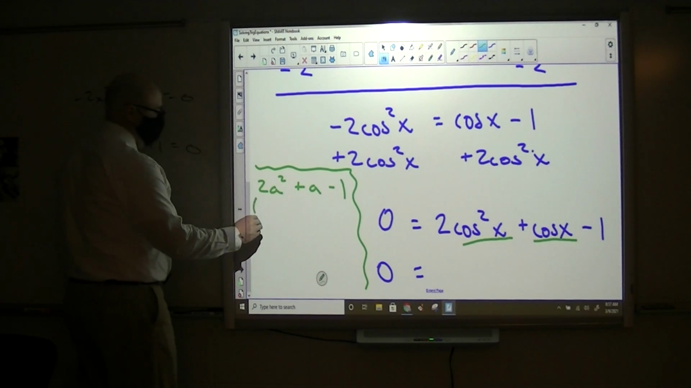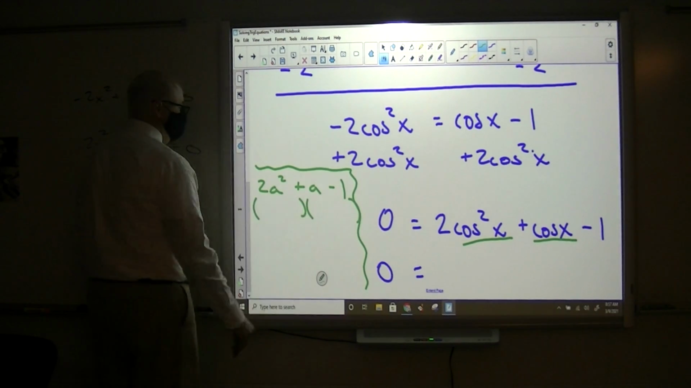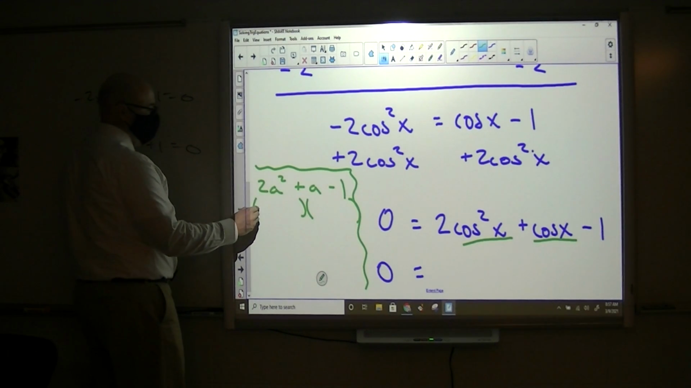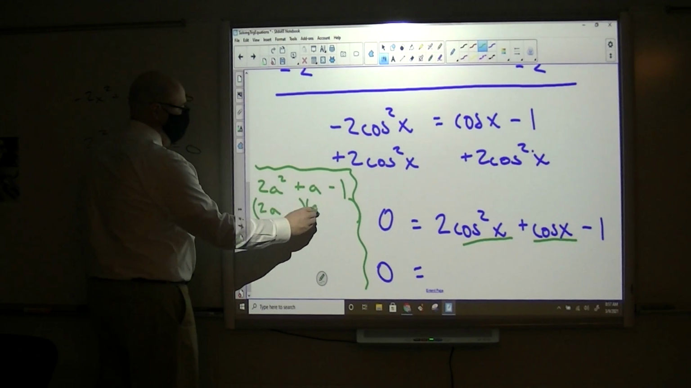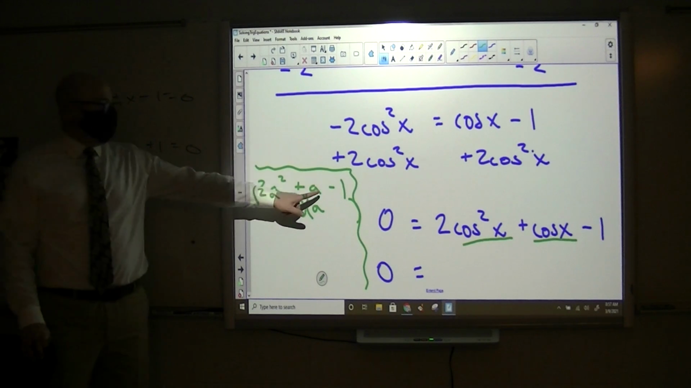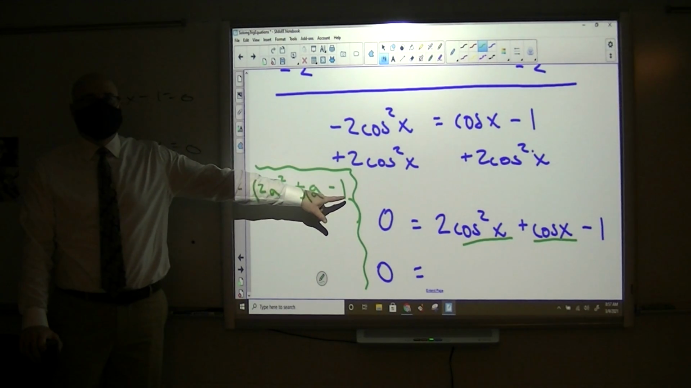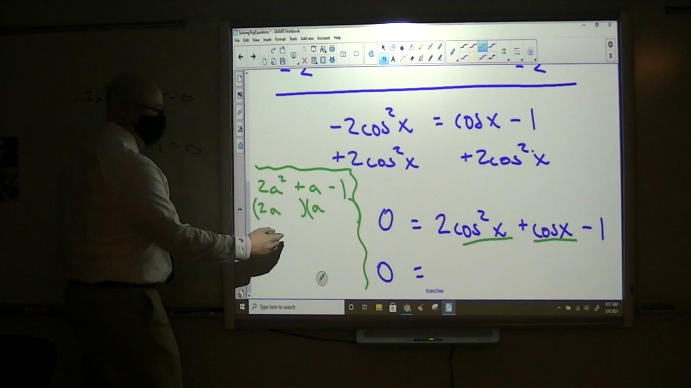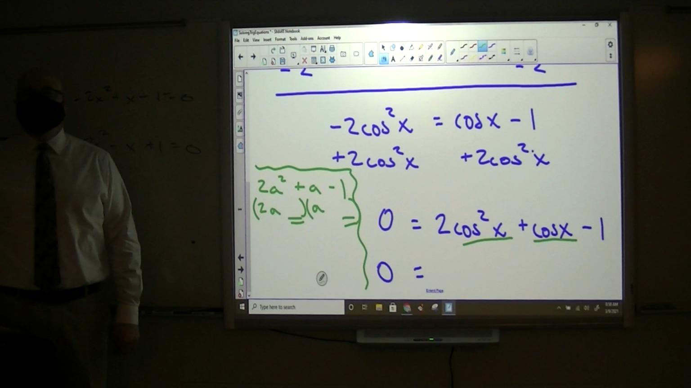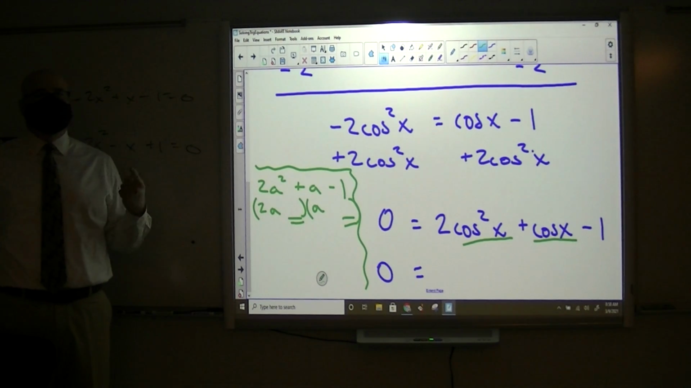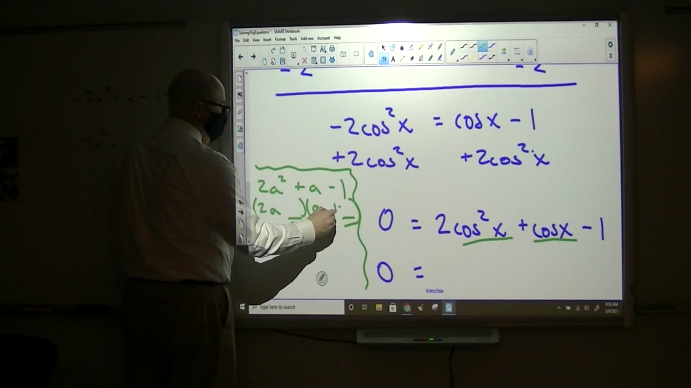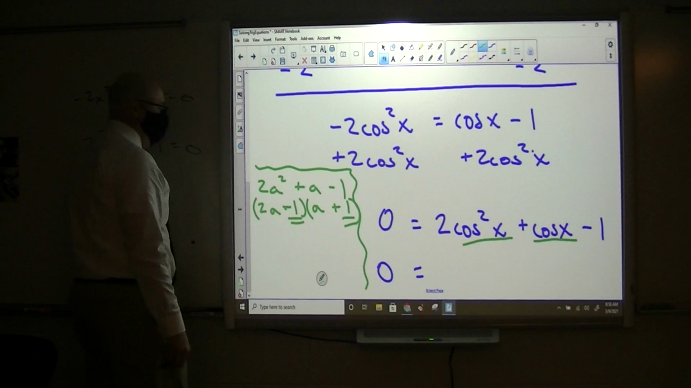And as I've said before, I sure hope so. We have a prime leading coefficient of 2, so the 2 has to go with one of these a's. And then I need a product of negative 1 from these two numbers. This space and this space have to multiply to be negative 1. Well, that's got to be a positive 1 and a negative 1. We just don't know in what order. Where does the positive go and where does the negative go? I'm going to put the positive 1 here and the negative 1 there.